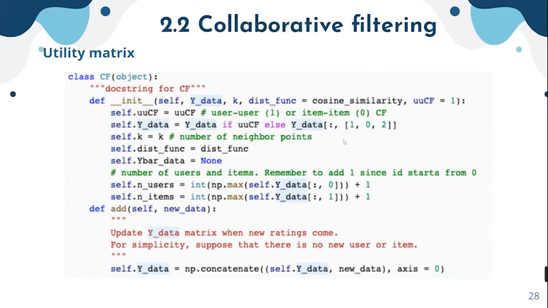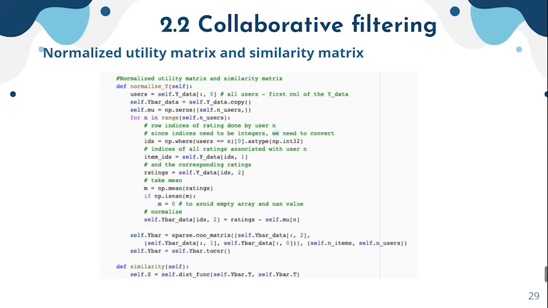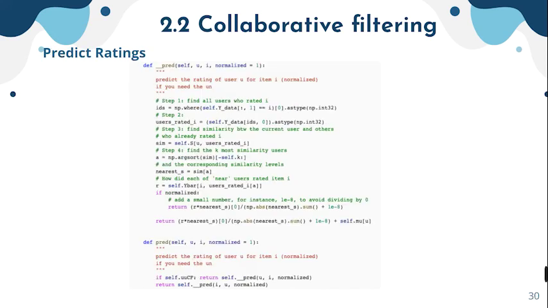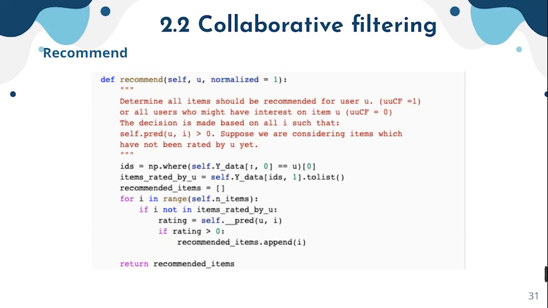This is the implementation of collaborative filtering. We create the utility matrix, user-user, or we could even use item-item. And next, we normalize the utility matrix and compute the similarity matrix. And we predict ratings by finding all users who rated item I, and finding the similarity between the current user and others who already rated I. For item I, we find the K most similar users and the corresponding similarity levels. And finally, we recommend the items for this user.